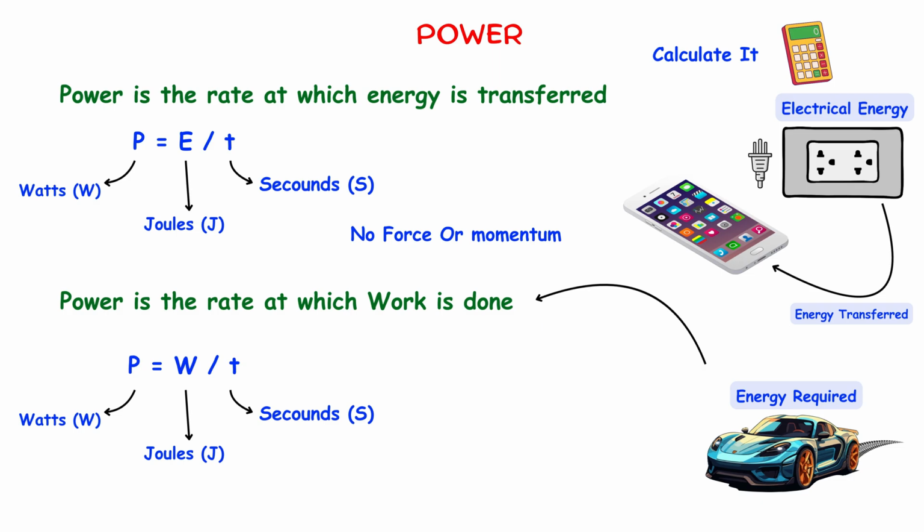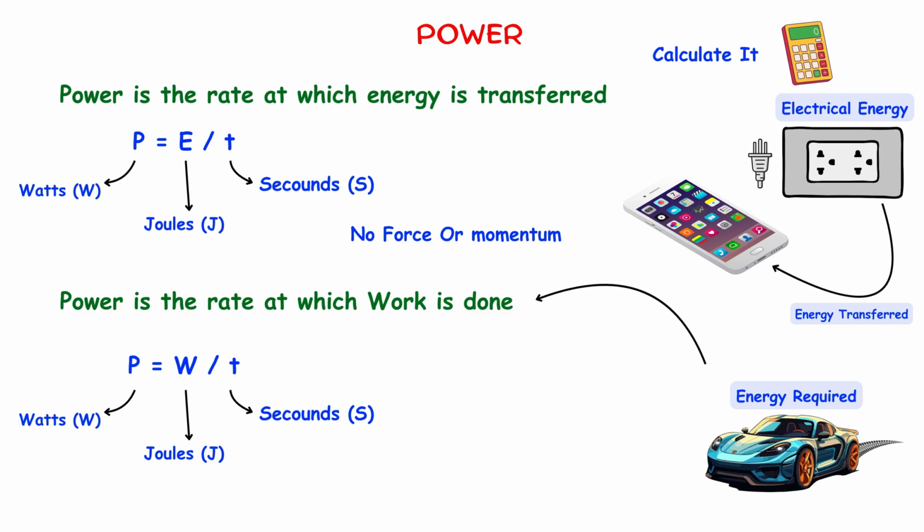The other definition is that power is the rate at which work is done, and this can be written as power equals work done over time. Now, the term work done can be a bit confusing, but basically it's just a specific measure of the energy transferred and is used when a force is applied to move an object by a certain distance.